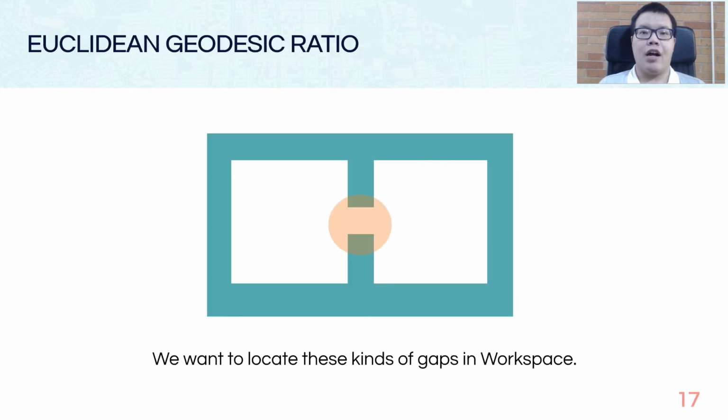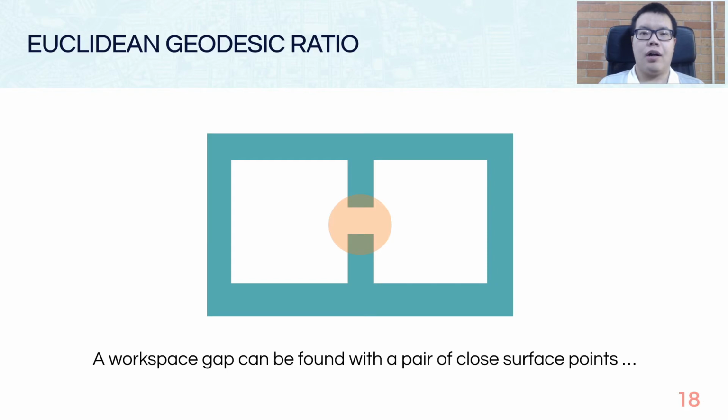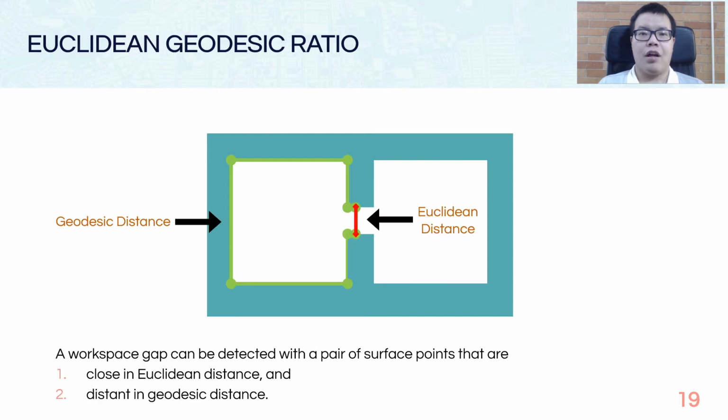The motivation of the Euclidean to geodesic ratio is to detect a gap in the workspace geometry. A workspace gap can be detected by a pair of surface points that are close in Euclidean distance, right? Well, if we really use this algorithm, we will have a lot of false positives. Thus, we introduce another criterion, which is the geodesic distance. We then use the Euclidean to geodesic ratio to detect the gaps in the workspace geometry reliably.